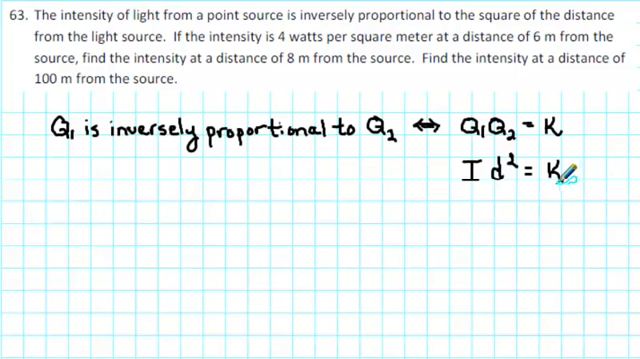At this point, we'd like to determine the constant of proportionality. So we'll go ahead and use the information that when the distance from the light source is 6 meters, the intensity is 4 watts. So we'll substitute 4 watts for the intensity, and we'll substitute 6 meters for the distance. We find that the constant of proportionality is 4 times the square of 6. The square of 6 is 36, and 36 times 4 is 144. So our constant of proportionality is 144.